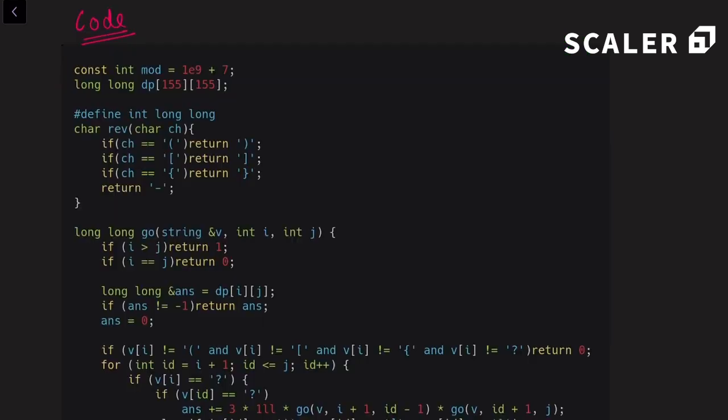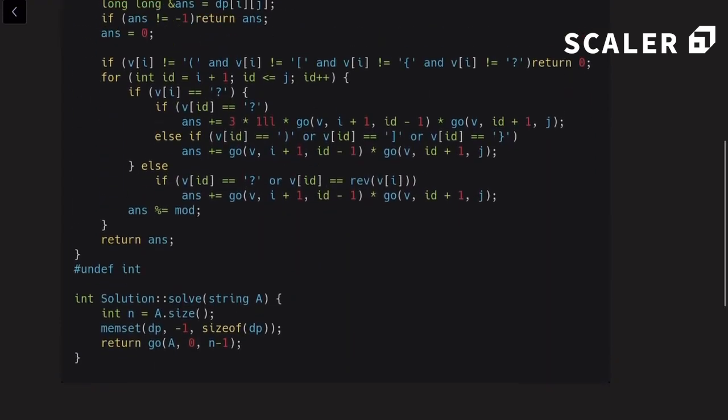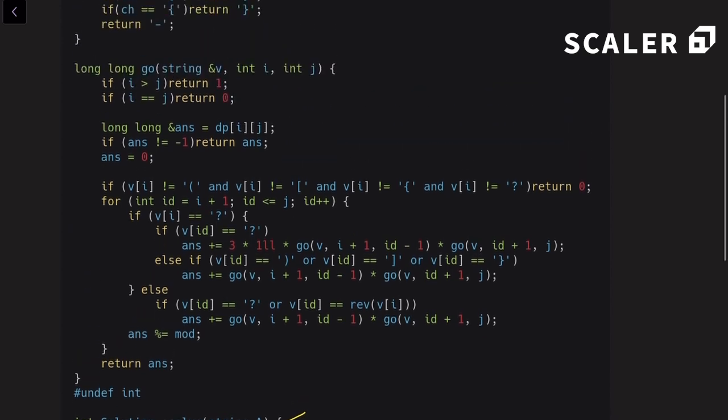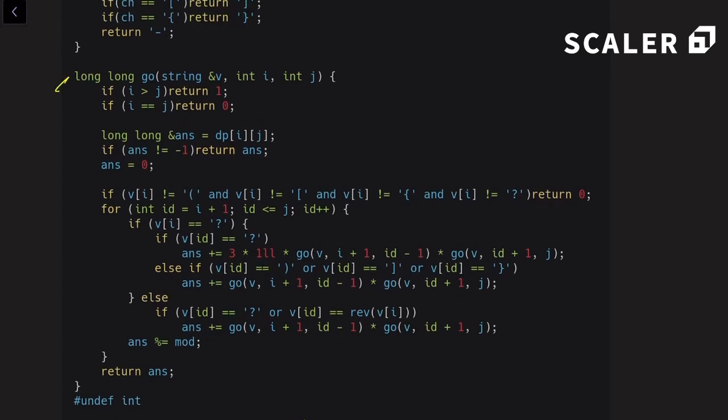Okay, now let us look at the code of this problem. So this is our solve function. We are given the string and then we are passing it to a recursive function go, and here 0 is L and n minus 1 is R. Okay, so we are solving it. So now let's look at the go function here. This is L, this is R, right?